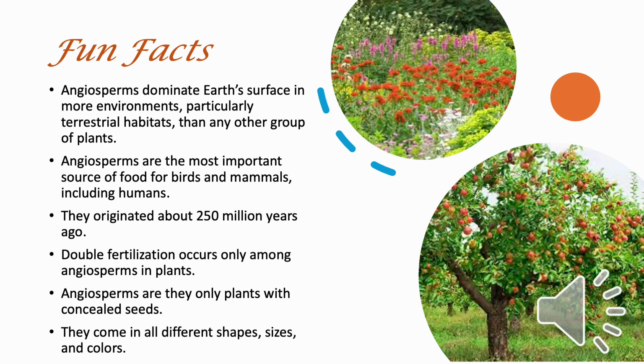Fun facts about angiosperms. Angiosperms dominate Earth's surface in more environments, particularly terrestrial habitats, than any other group of plants. Angiosperms are also the most important source of food for birds and mammals, including humans. They originated about 250 million years ago, and double fertilization occurs only among angiosperms and plants. Angiosperms are the only plants with concealed seeds, and they come in all different shapes, sizes, and colors.